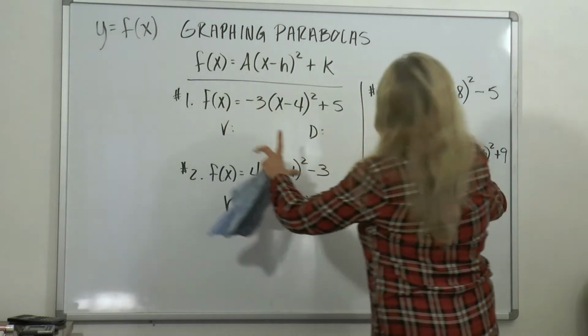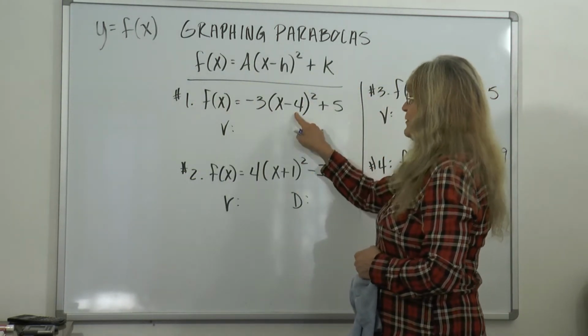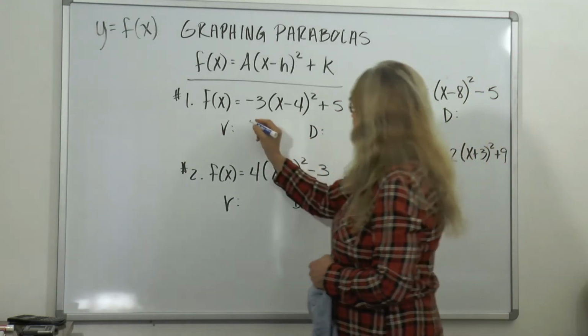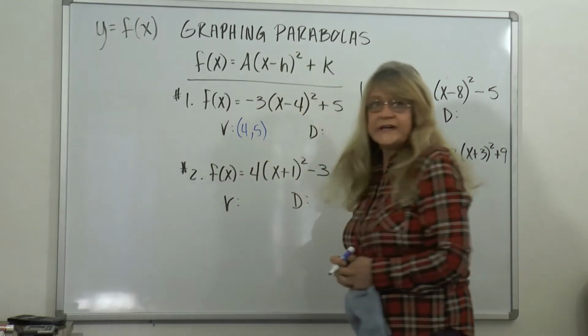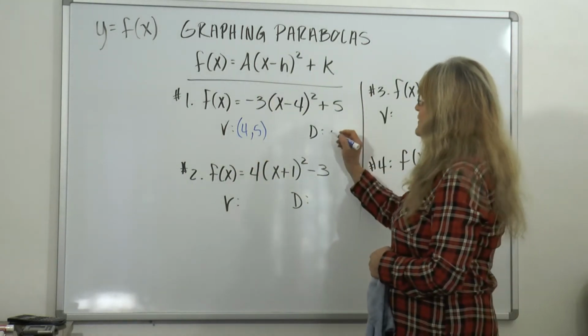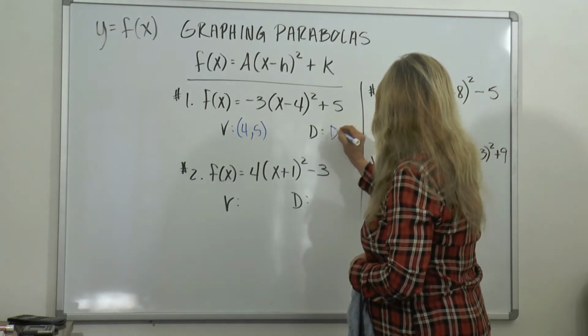Okay, so these are all in this format. So my vertex is HK. The opposite of how it looks, exactly how it looks. So it's going to be 4, 5, not negative 4, 5. And then my direction, because this value is negative, is going to be down.